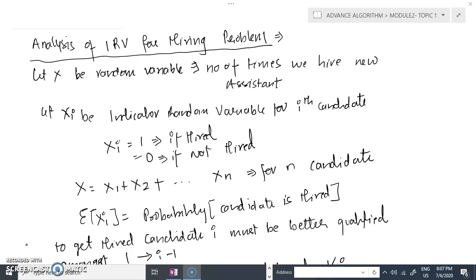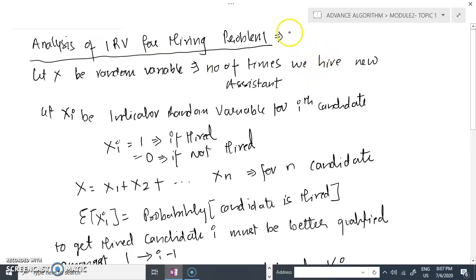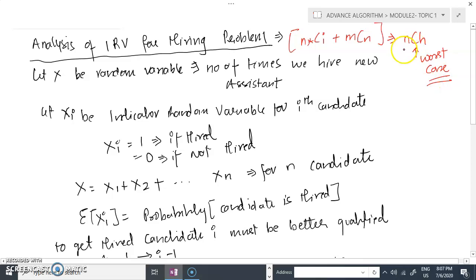In this video, we are going to talk about the analysis of indicator random variable for the hiring problem. If you understand the hiring problem that we discussed in our last video, the overall cost that we calculated at that point of time was n into c of i plus m into c of h, and in the worst case what we had was n into c h. This is the worst case, which means all n candidates are hired, correct?